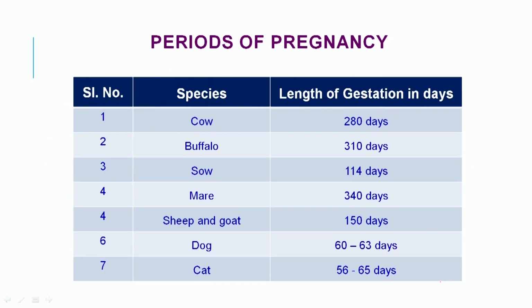This is the period of pregnancy in the different domestic animals. In cattle it is around 280 days, and in buffalo it is 310 days, and so on. In different animals, like the cat, the gestation period is 50 to 65 days.